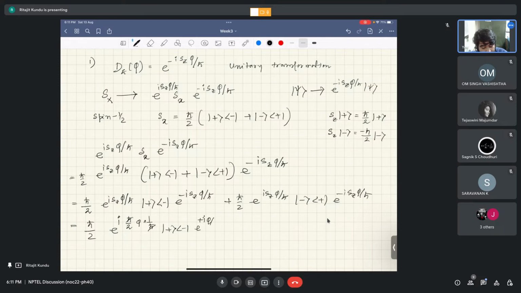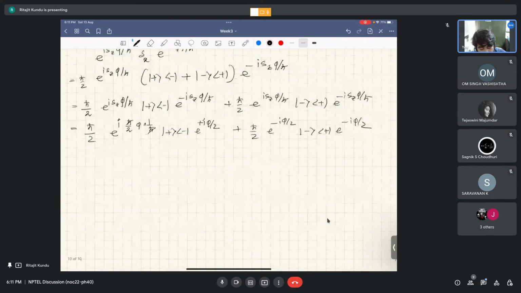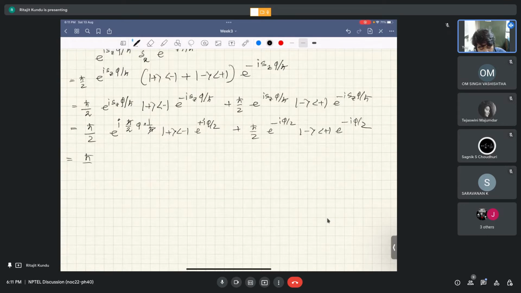plus phi by 2. Okay, so similarly you do for the other terms, you will get minus i phi by 2 minus plus e to the power minus i phi by 2. So what it boils down to is e to the power i phi plus ket minus, and plus is minus i phi and minus and plus. Okay, so if at any point you have any question, please ask me.